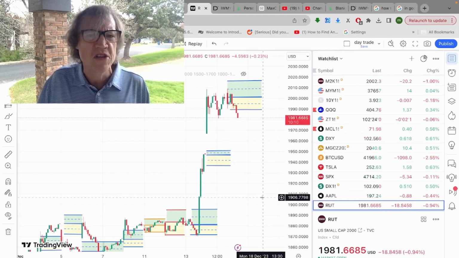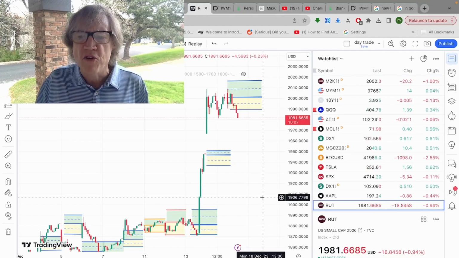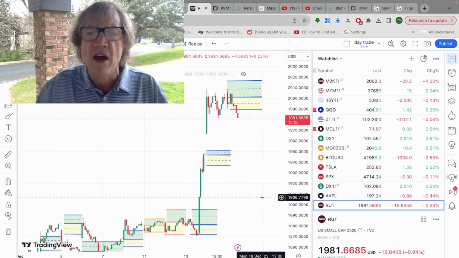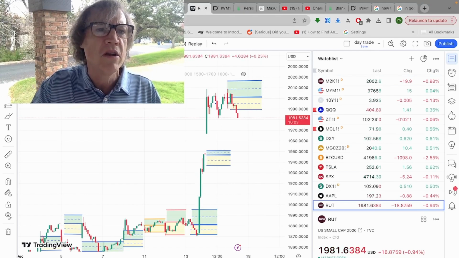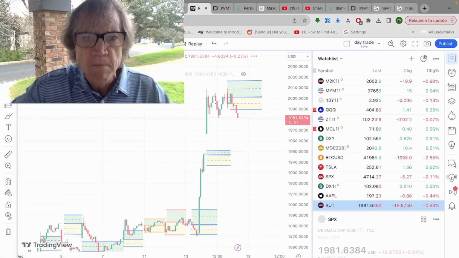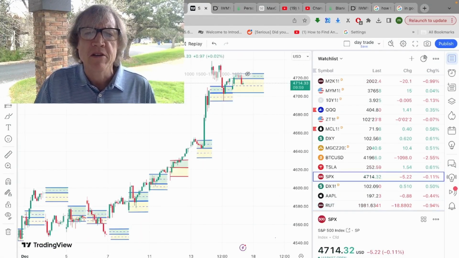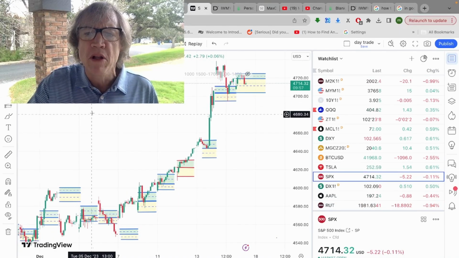But the Russell is just in a really good spot for some reason right now. But they're losing right now. We'll see how today turns out. Let's look over here at the SPX. All right, SPX, good one there. It's right in the middle.